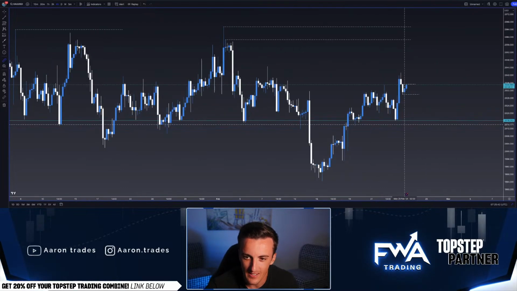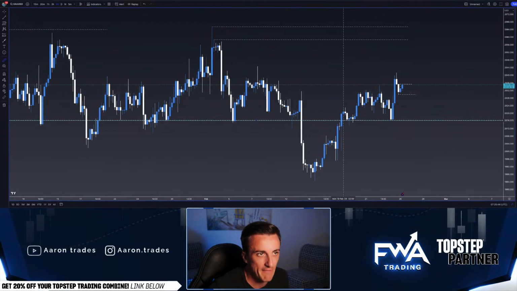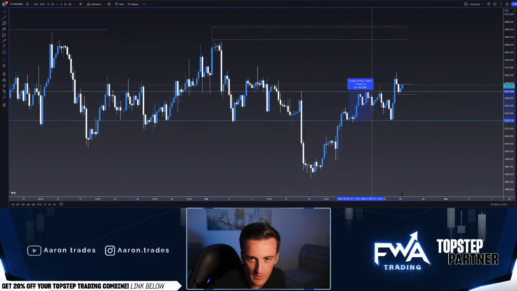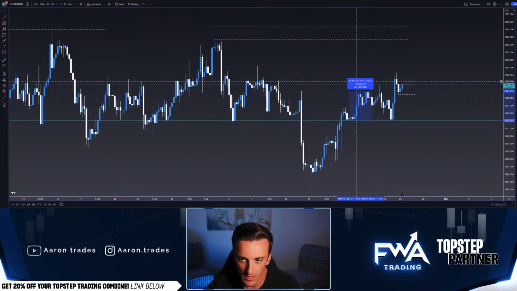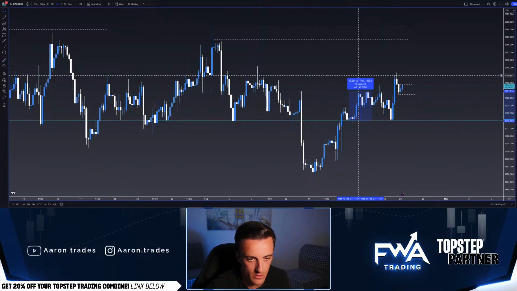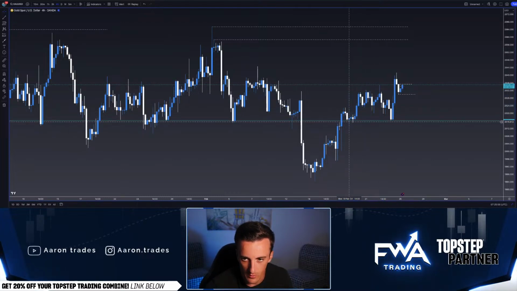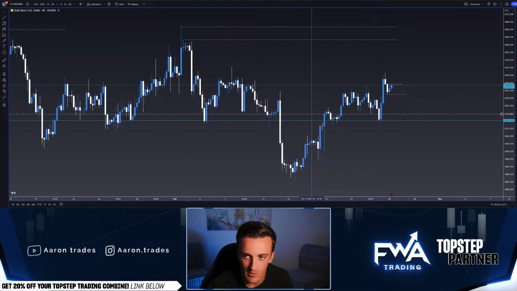For instance here, you don't have to be a genius to see this is a level of support. If you'd bought this support on gold and held up to this liquidity level, that's 150 ticks. You trade that for one contract, it's 1,500. You trade that for 10, it's like 15,000. Just a simple level of support, a nice liquidity grab, and there's your move. Gold moves very, very simple.